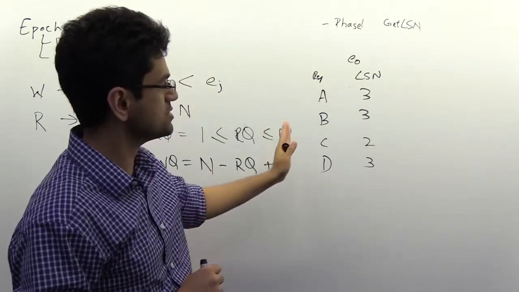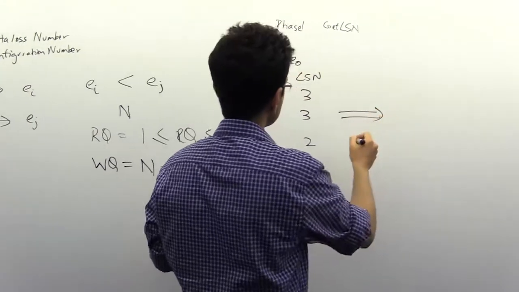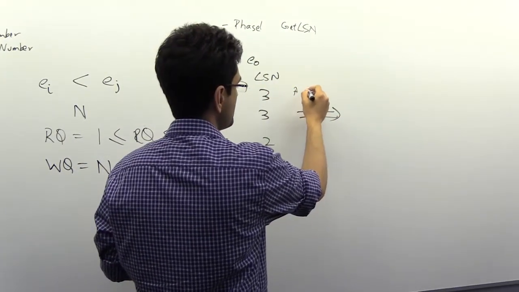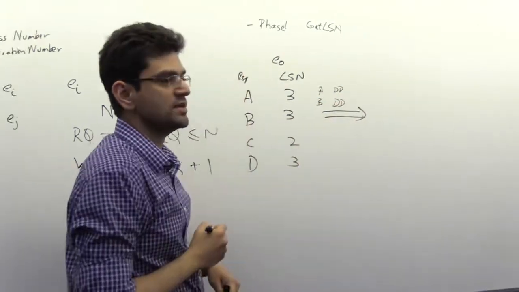So now let's assume that there is a failure. Actually, there are 2 concurrent failures. A and B both lose their state.